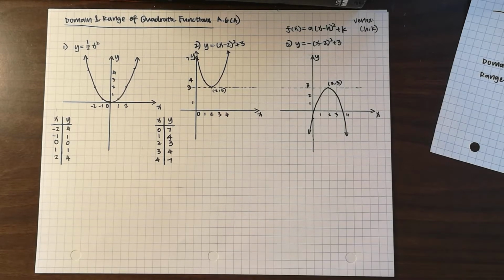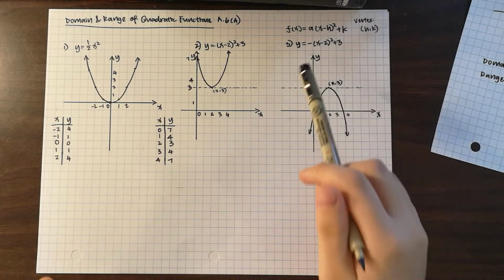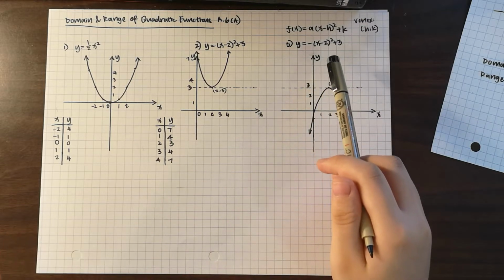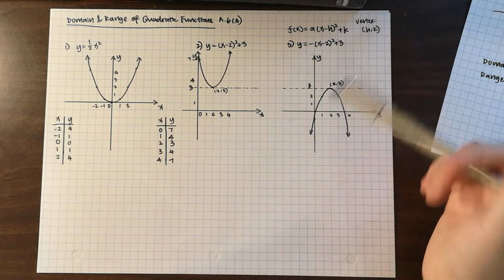So we're going to look at how we determine the domain and range of quadratic functions and represent the domain and range using inequalities. So let's start with a few examples. Before we start, we need to note that quadratic functions are often written in the form f(x) = a(x - h)² + k, and the vertex is at (h, k).